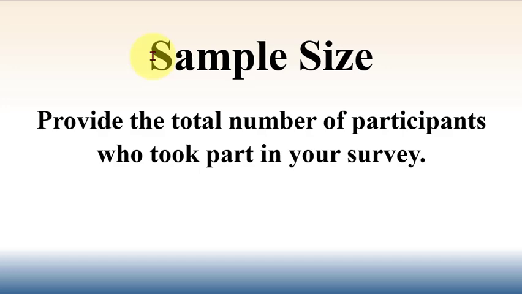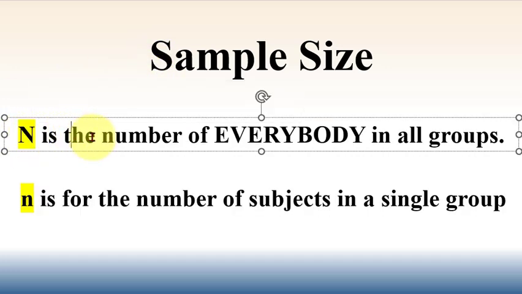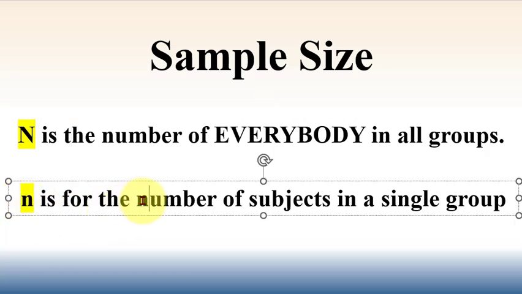We do have about a dozen videos on how to run the proper G-Power a priori test, depending on which test you're going to use, in the Alliant Center for Student Excellence. Just look around. There's something that says G-Power, and there's about a dozen videos in there. So remember, the capital N is everybody in all groups. That's all people, all subjects in your group. Little n is for the number of subjects in a single group, right? So remember, big N, everybody, little n, the number in a single group.